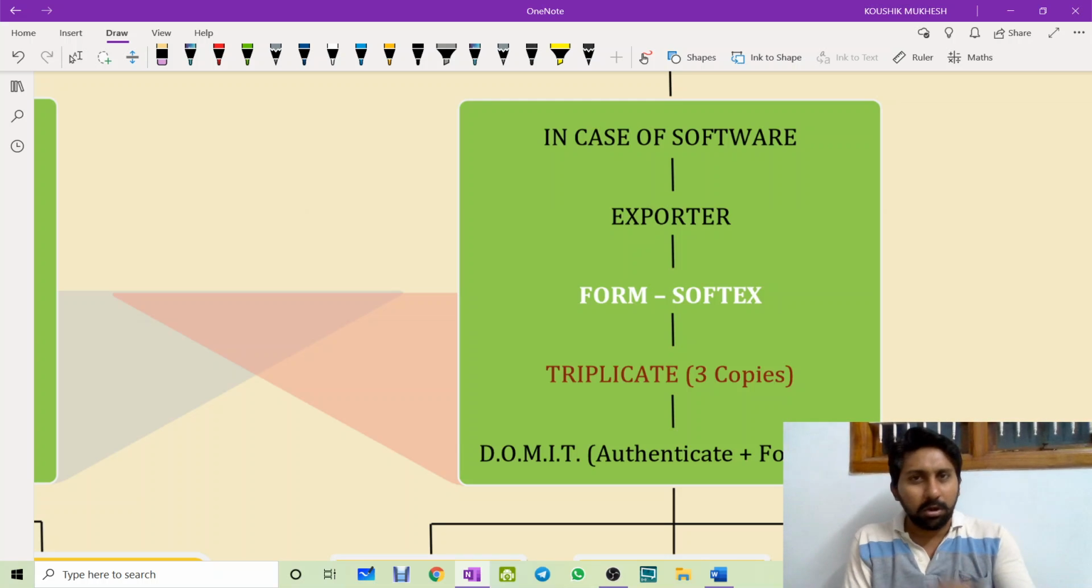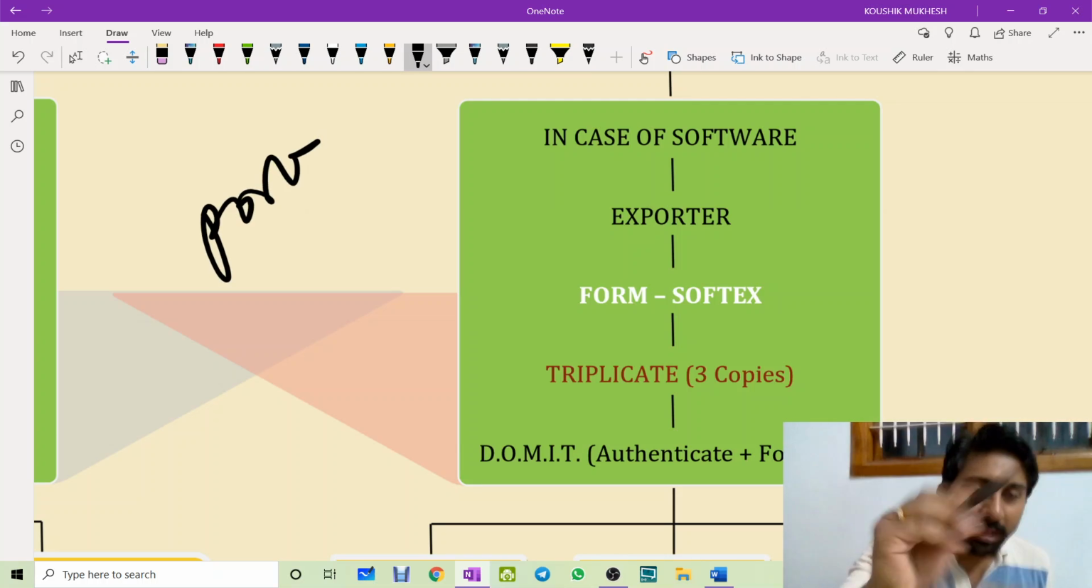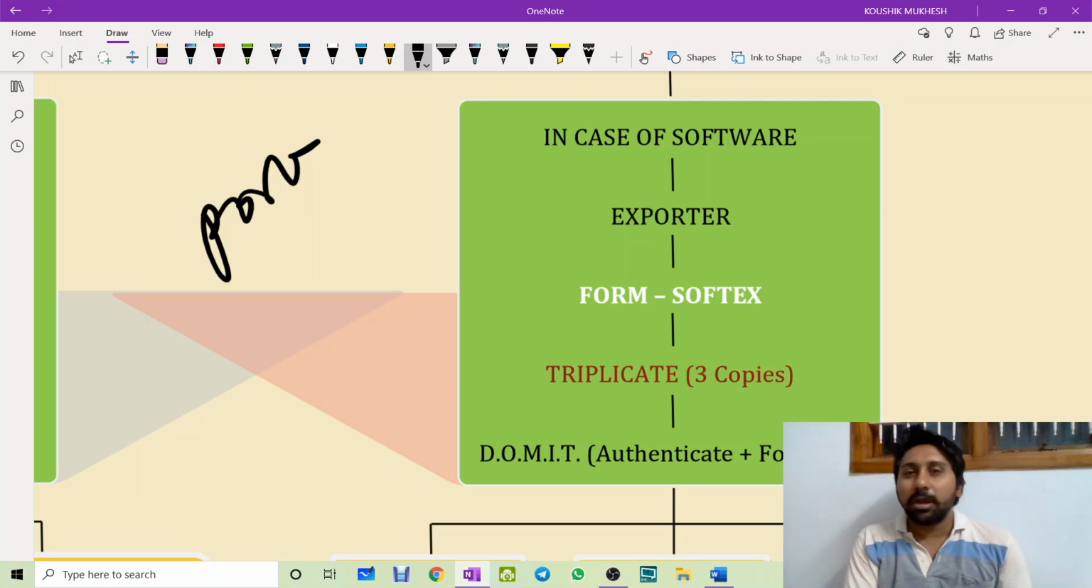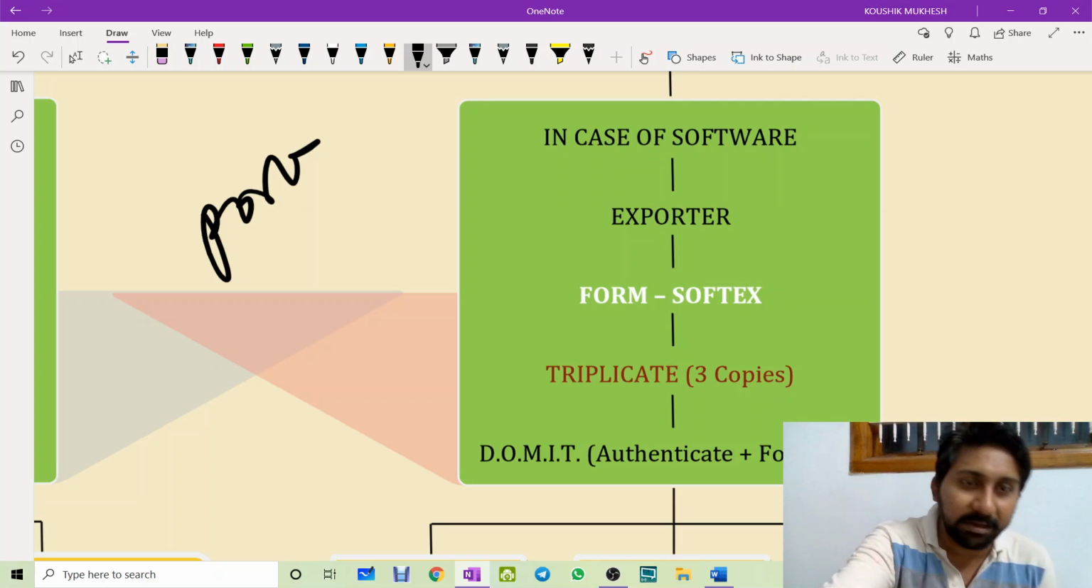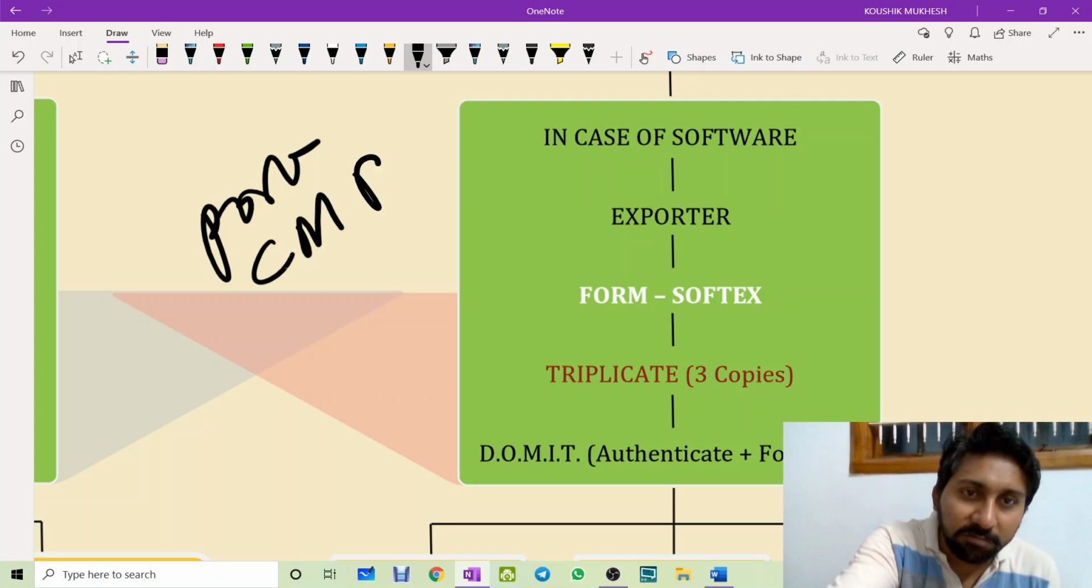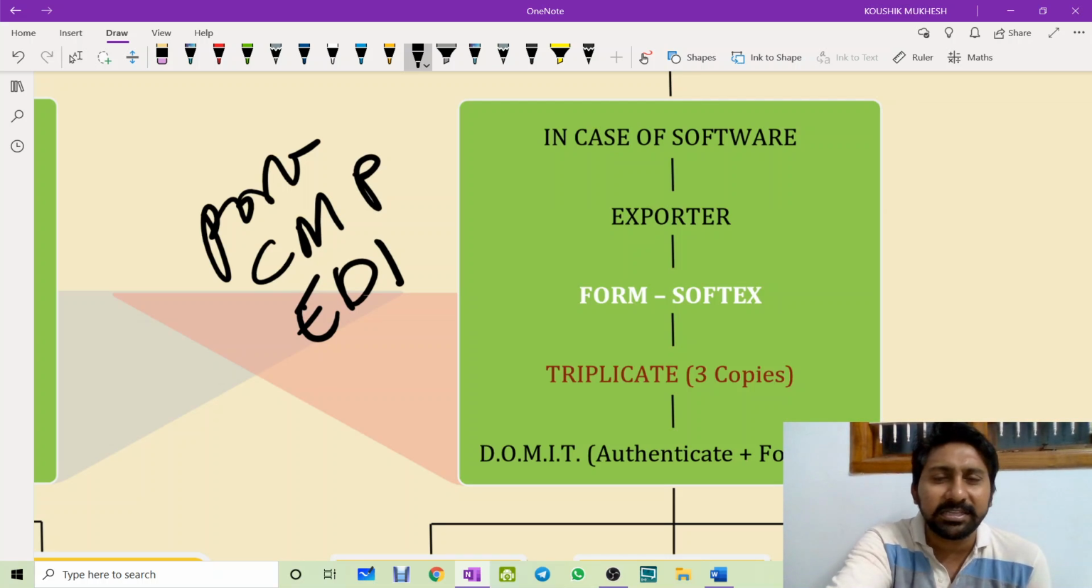Maybe you know or not, I don't know exactly. In India there are two types of customs ports. We will call it a port. There are two types of customs port, not seaport, airport. I'm not talking about those ports. There are two types of customs port: customs manual port and EDI port. What is CMP? What is EDI?